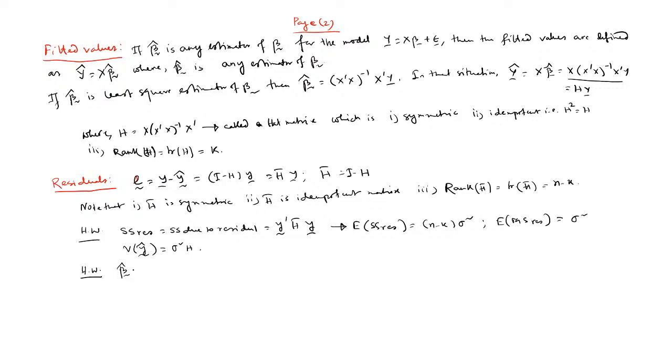Okay, next homework. Beta hat, which is the least square estimate of beta, is a consistent estimator of beta, and I think MS due to residual is also a consistent estimator of sigma square. Please do it yourself.